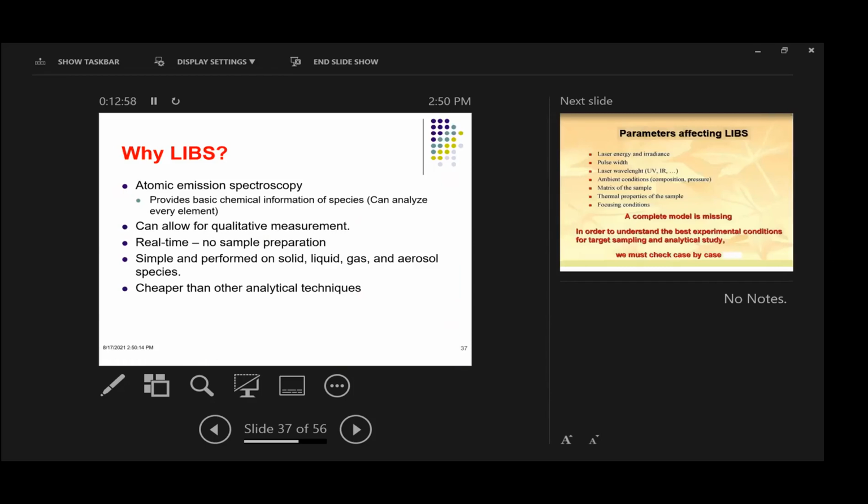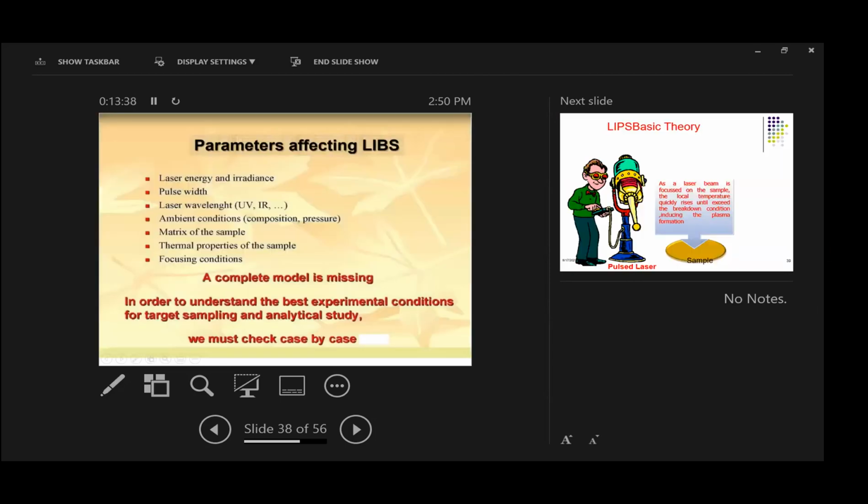Why do we use LIPS in this project? Because LIPS is like the usual atomic emission spectroscopy, like ICP-MS, atomic mass spectrometry, and X-ray fluorescence. Many atomic emission spectroscopy techniques could work for this idea, but the advantage of LIPS is that we don't need any chemicals or supplementary gases, and the analysis takes just a few seconds. It is real time, needs no sample preparation, and is cheaper than other analytical techniques.